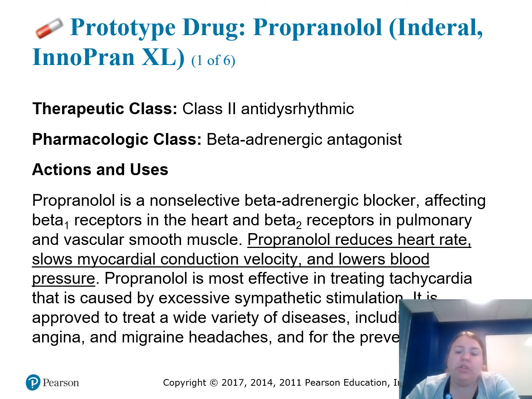Now, propranolol reduces the heart rate, it slows the myocardial conduction velocity, and it lowers the blood pressure. So what do you need to do prior to giving this medication? You need to check the blood pressure and check the heart rate. If the heart rate's less than 60, you should be doing an apical pulse and a pulse deficit. Check the radial and check the apical. Listen to the apical, feel the radial. Two people compare, and they should be no more than 2 points away from each other. Now, if there's a big pulse deficit, you need to report that to your provider. And if the heart rate is lower than 60, you need to report that to the provider as well.